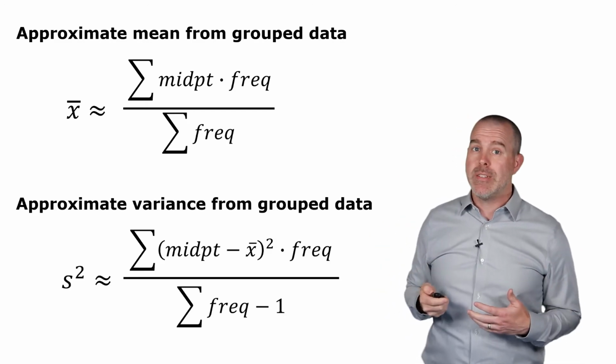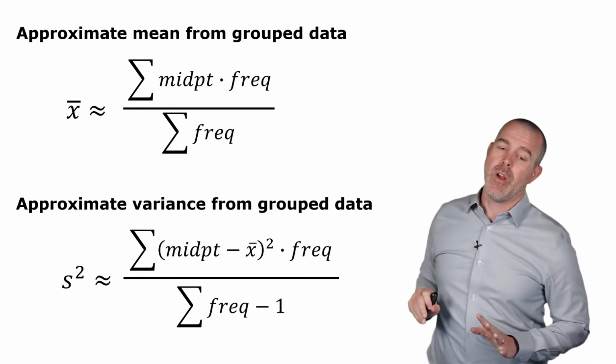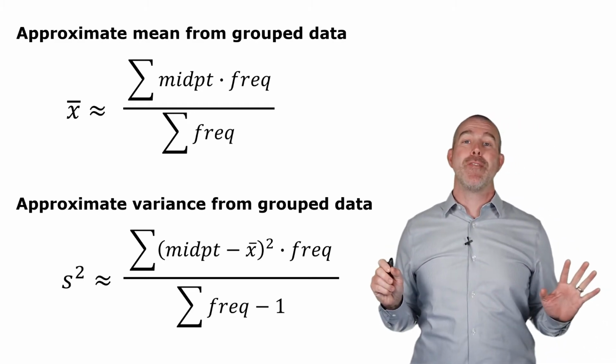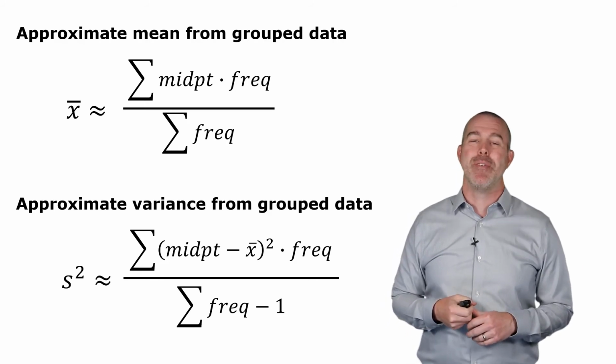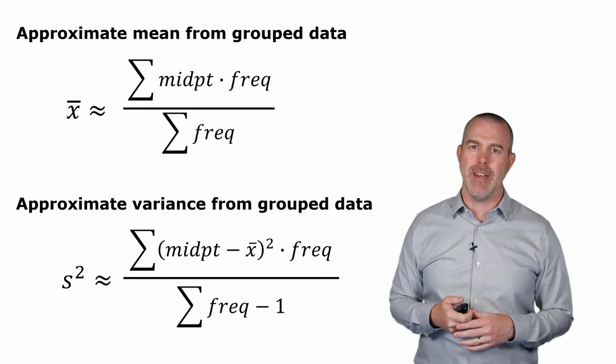You can do the variance this way as well. It's a little messy. I'm just going to wave my hands at it. We don't really use it very often, but there it is. There's a formula for approximating the sample variance from group data. But more often, people are interested in the mean.